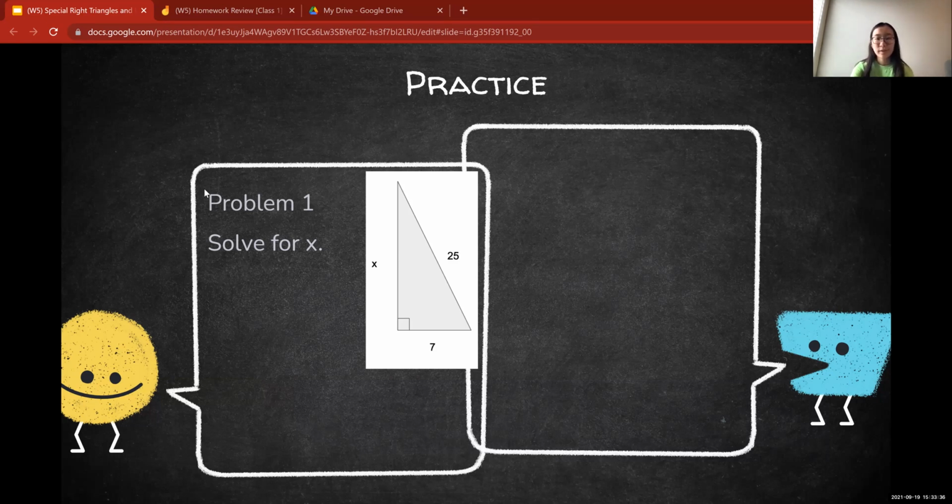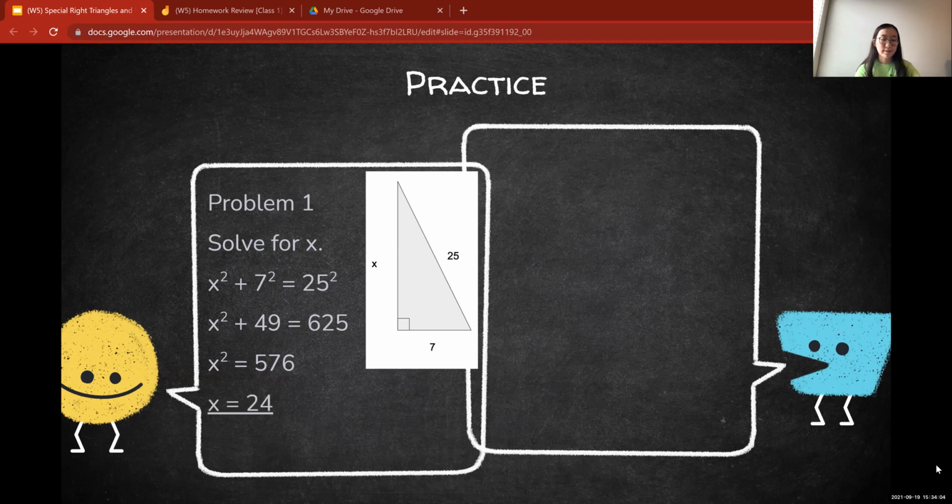Okay, good job to the 2 people who got 24. 24 is the correct answer here. And so what you would do is solve for x using the Pythagorean theorem. You get the equation x squared plus 7 squared equals 25 squared. And so now you multiply those out. x squared plus 49 equals 625. Subtract 49 from both sides to get x squared equals 576.